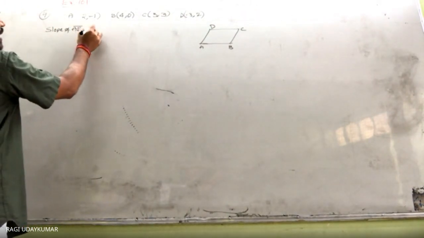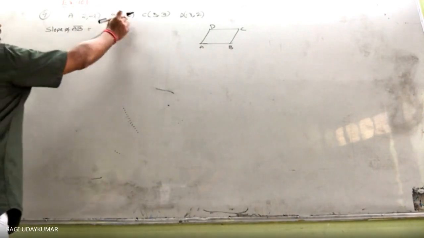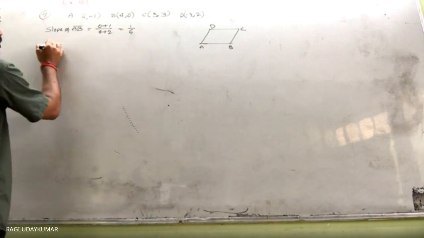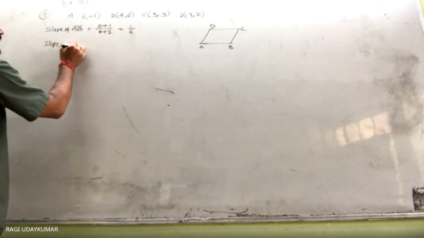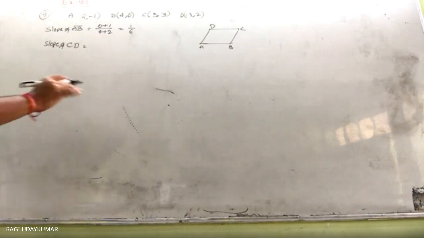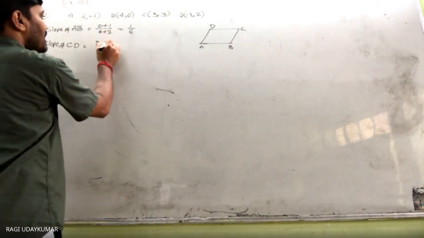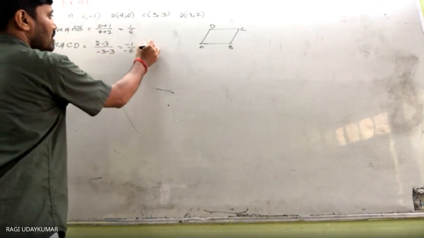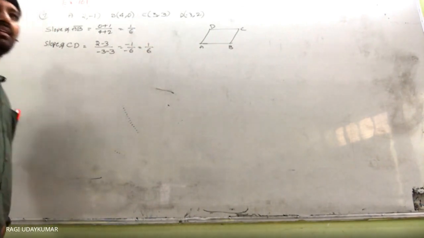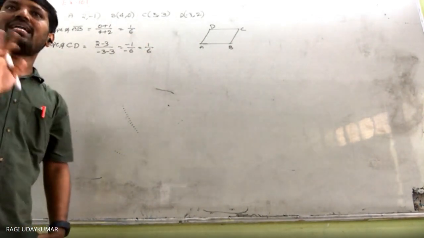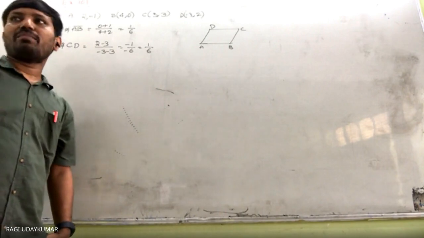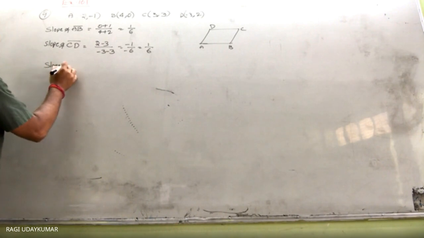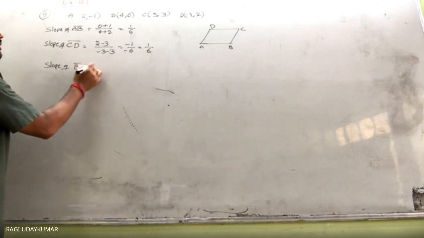Slope of AB line segment: 0 + 1 by 4 + 2, which is 1 by 6. Slope of CD, find out: 2 - 3 by -3 - 3, -1 by -6, 1 by 6. Both are parallel. One pair parallel means we cannot say it is a parallelogram. Another pair should also be parallel. Now find the slope of BC.